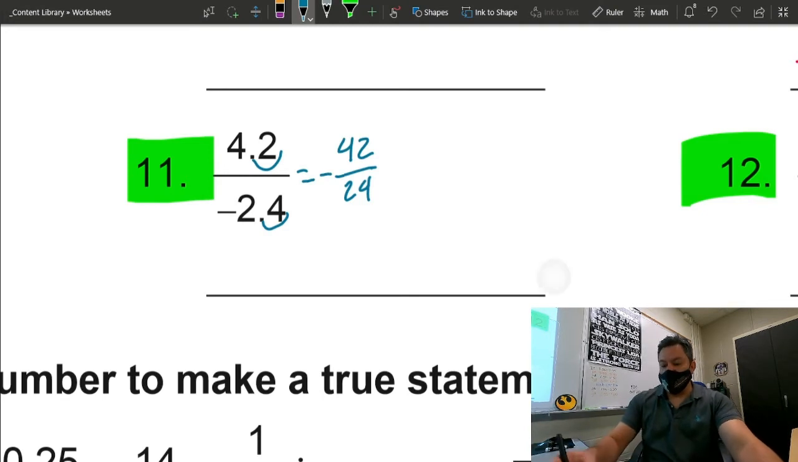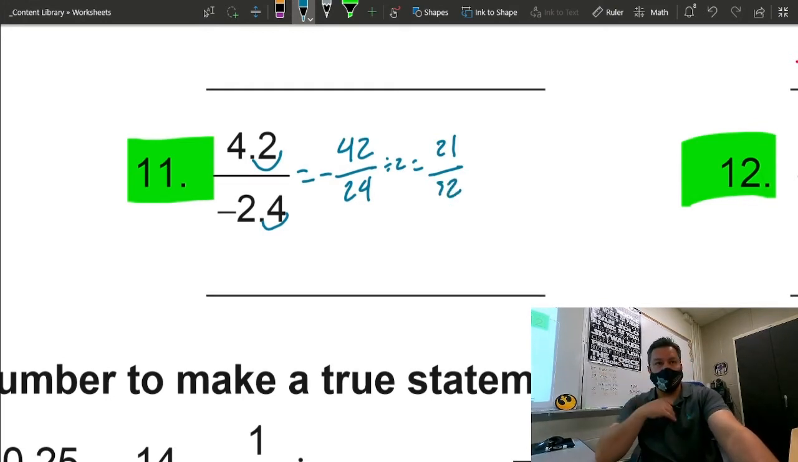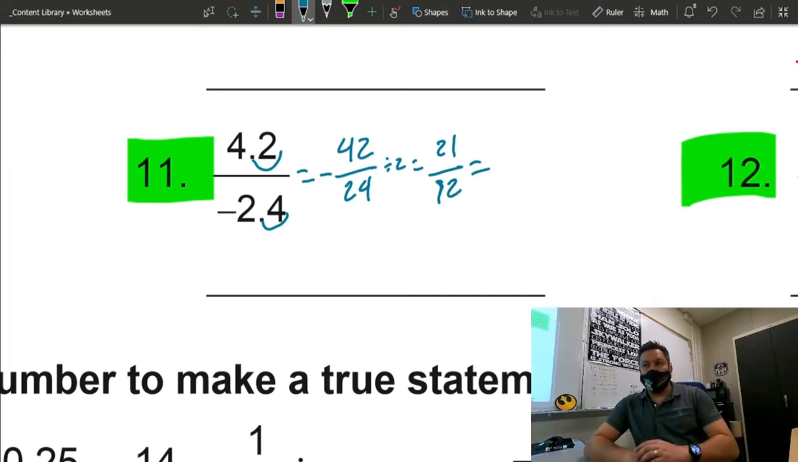So if I divide both of them by 2, what do I get? I get 21, and on the bottom I get 12. This is another approach. You can do divide from the get-go, okay? But I'm trying to do something different right here. Now, think about it. How many times does 12 go into 21? We're going to try to do this one in our heads. How many times is that? 1 time. That's my whole number.